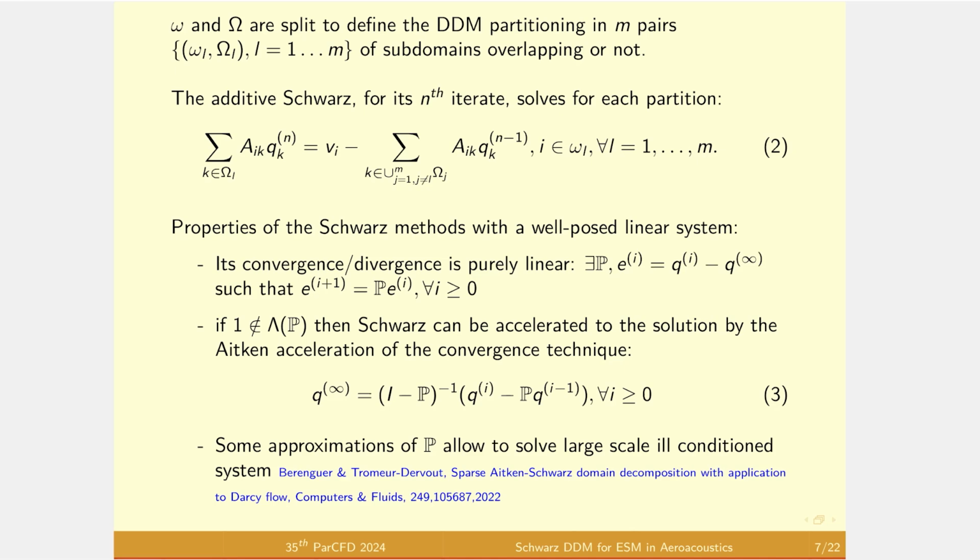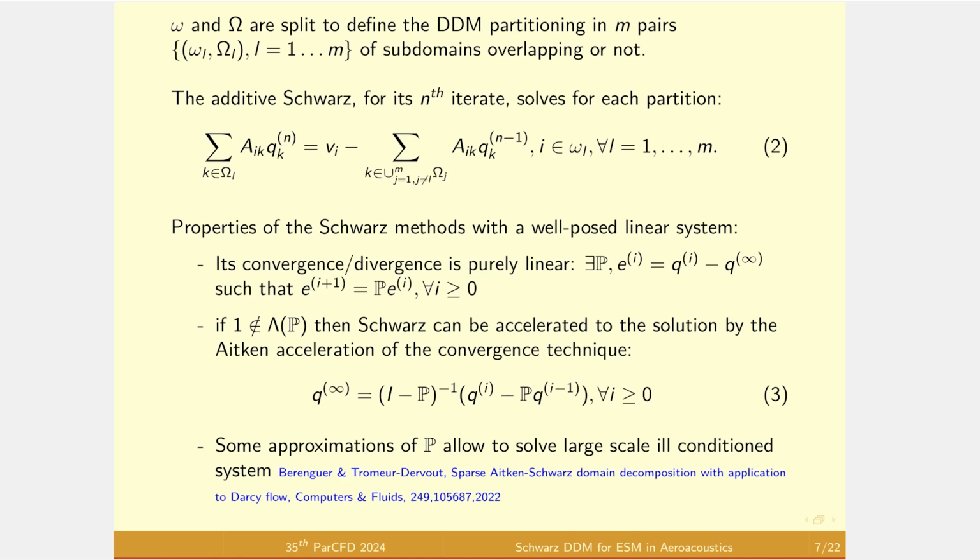And then we apply the additive Schwarz. For the points on the boundary, for the subdomain omega L, we have to iterate on the domain of the equivalent sources. We take it implicitly, and we put the contribution of the other parts explicitly on the right-hand side. Then we iterate from n, taking the previous solution to compute the next solution, etc.